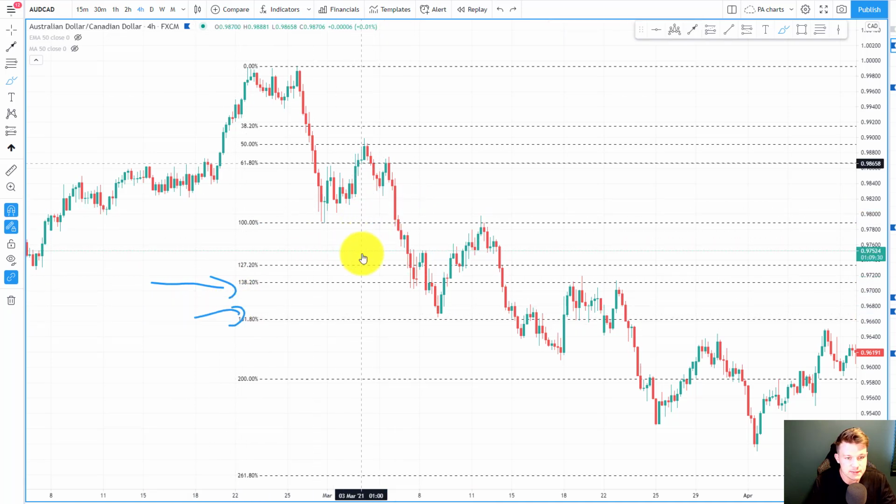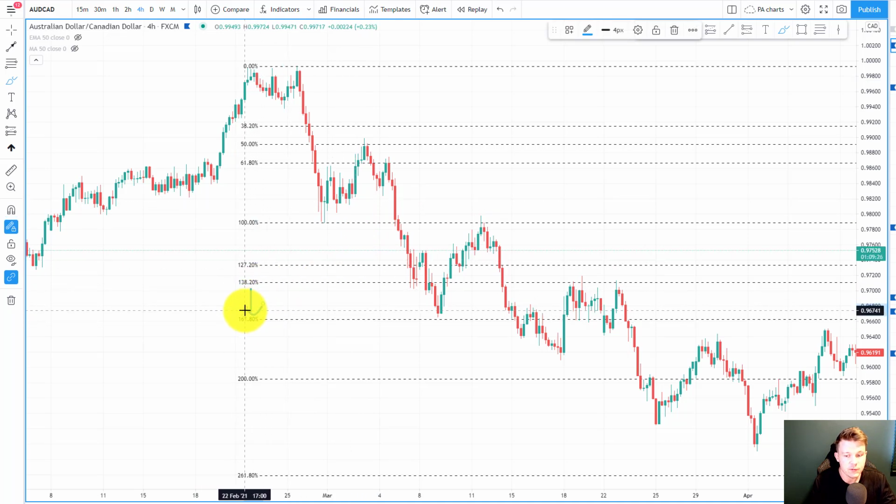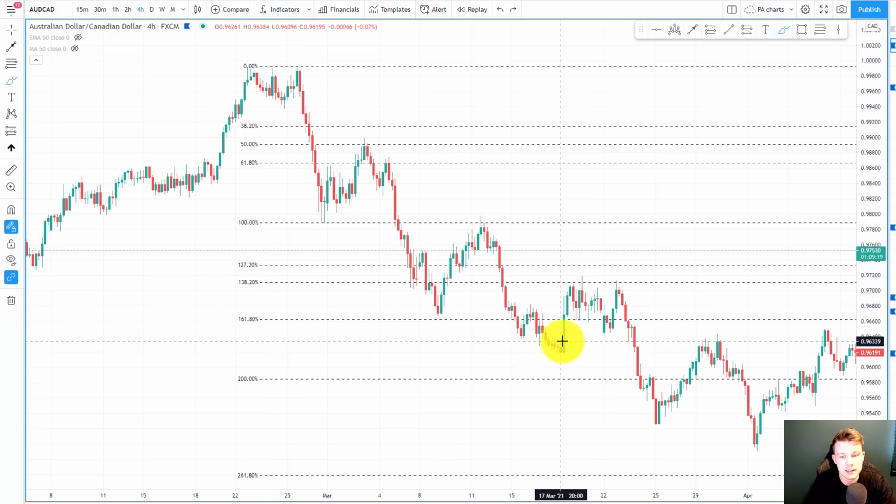potential entry points. And the 161 is a little bit further away, therefore gives you a higher reward to risk ratio. It is also going to give you a little bit of a lower win rate because it's more of an aggressive target.